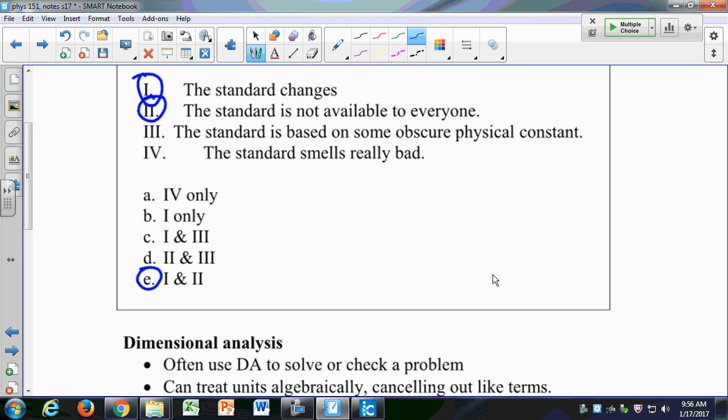There was one other thing, sort of as an aside, I wanted to sort of prep you for. You will need to know some of our metric prefixes.